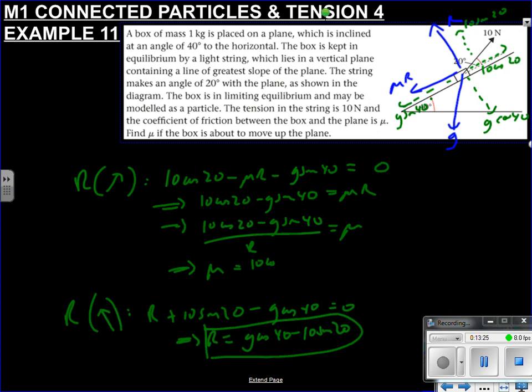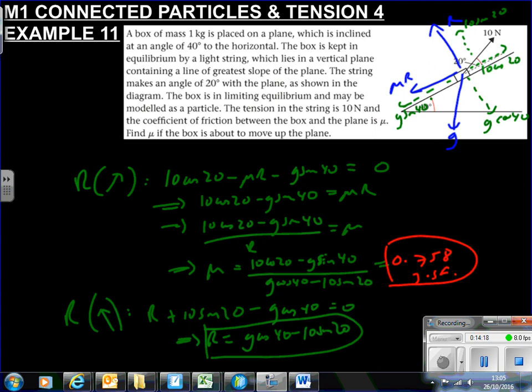So mu is 10 cos 20 minus g sine 40, over g cos 40 minus 10 sine 20. Just make sure that doesn't look like 140. So calculators out, folks, doing this at the same time. 10 cos 20 minus g sine 40, and again, if you're not getting the same answers as me, just tell me, because these aren't checked, I'm just doing them. So over g cos 40 minus 10 sine 20. So I get 0.758 to 3 SF. And that's the end of that video then.